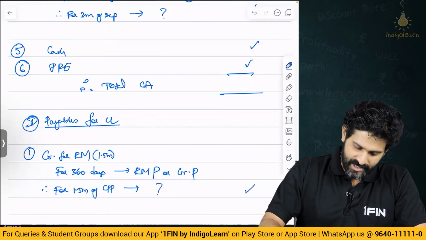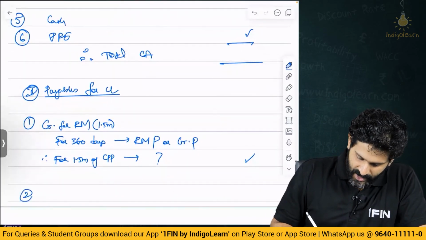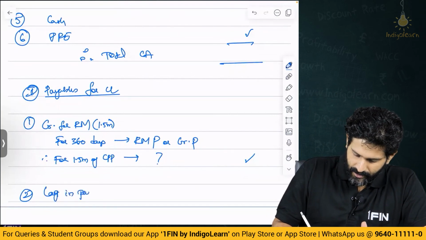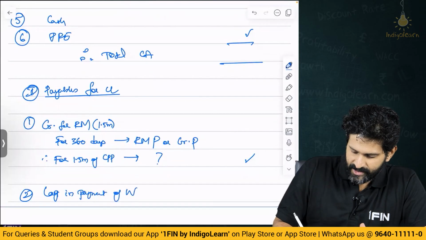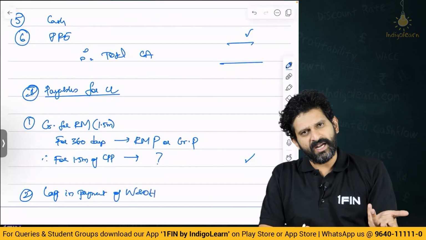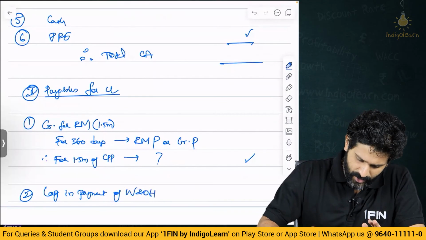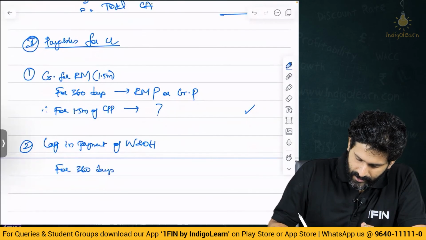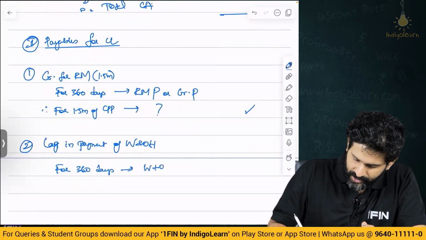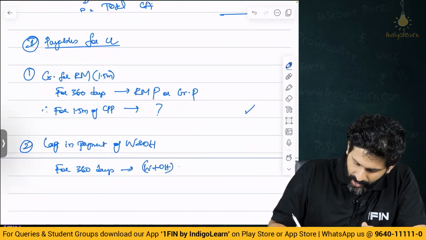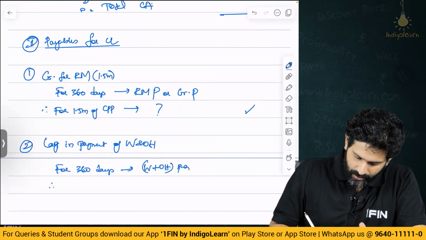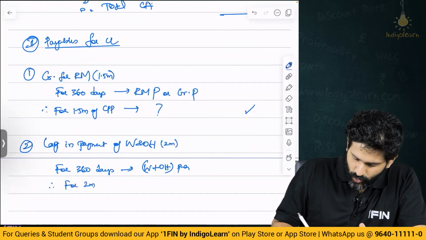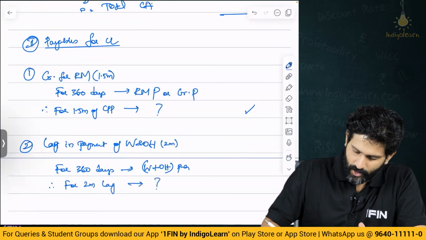Write down. Similarly, there may be some outstanding payments, so lag in payment of wages and overheads. I am combining both. If it is separate, do it separately, no worries. Otherwise, you can take it together. For 360 days, wages plus overheads cost per annum. Then therefore, say this is again some 2 months is the lag. For 2 months lag, how much?